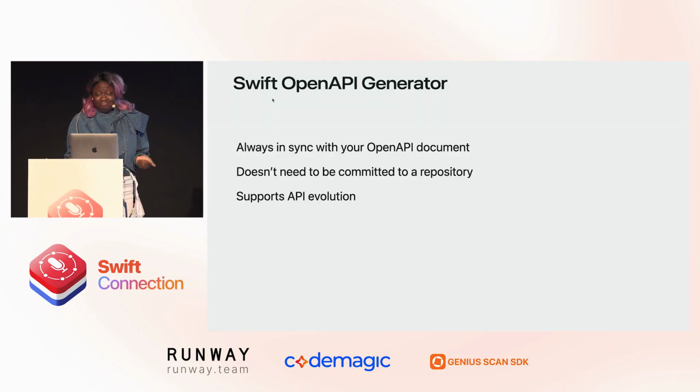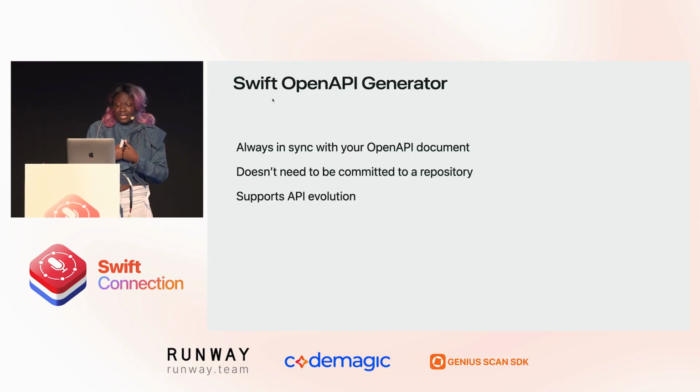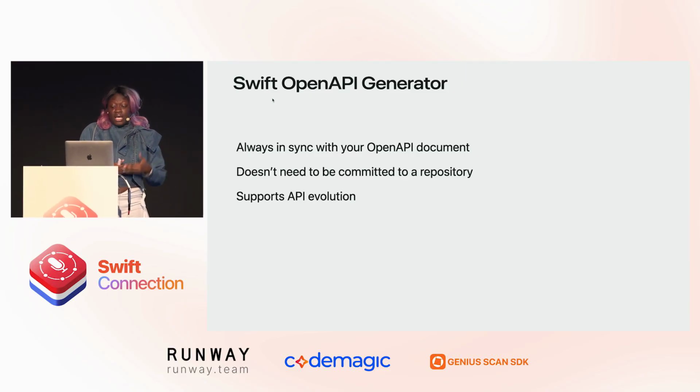So what does this mean? This means that by automatically generating the networking code, you no longer have to handwrite or maintain that networking code. Another benefit is that Swift OpenAPI Generator runs at build time. So this means that the generated Swift code is always in sync with the OpenAPI document, and it doesn't need to be committed to your source repository. And since your code is always in sync, it grows and evolves as your API does.